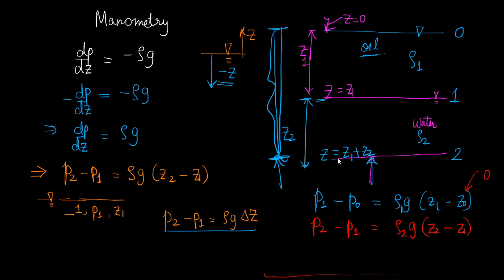So the depth of this point is actually Z2 plus Z1. So this is Z2 plus Z1 minus Z1. That should be the appropriate answer. So this is rho 2 g times Z2 only.